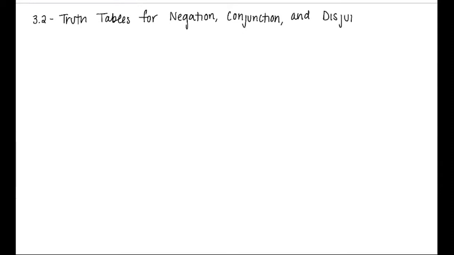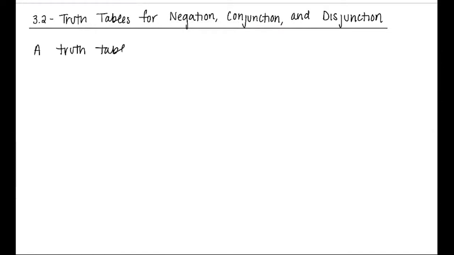So 3.2 is truth tables for the negation, conjunction, and disjunction. Okay. And so really a truth table is used to determine when a compound statement is true or false.